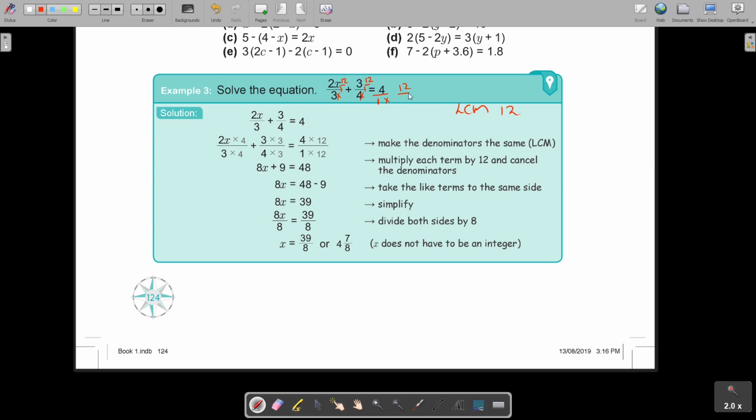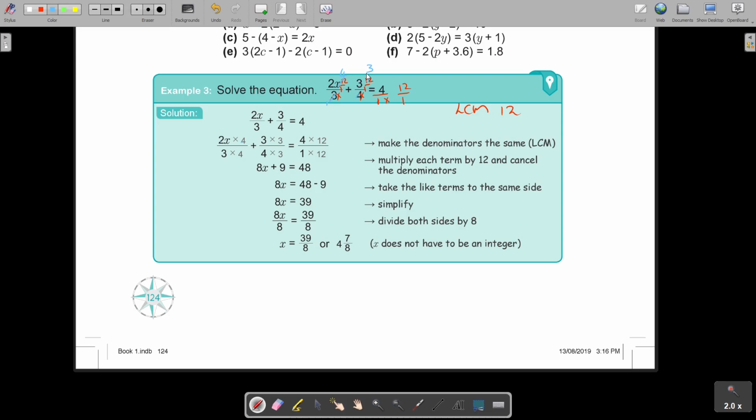Multiply 12 over 1. Okay, so basically, then they're just going to say, okay, 3 can go into 12, 4. And that's where they multiply this one with 4. And then they say 4 can go in there, 3, and that's why they multiply that one with 3 and that one with 12. But for me, I treat it like I treat an expression.